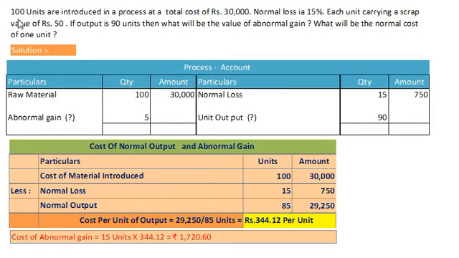Here is the second question. 100 units are introduced in a process at a total cost of rupees 30,000. Our normal loss is 15%. Each unit carrying a scrap value of rupees 50. If output is 90 units, then what will be the value of abnormal gain and what will be the normal cost of 1 unit?